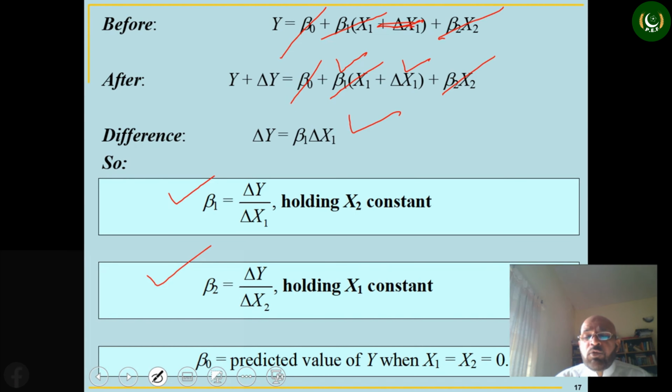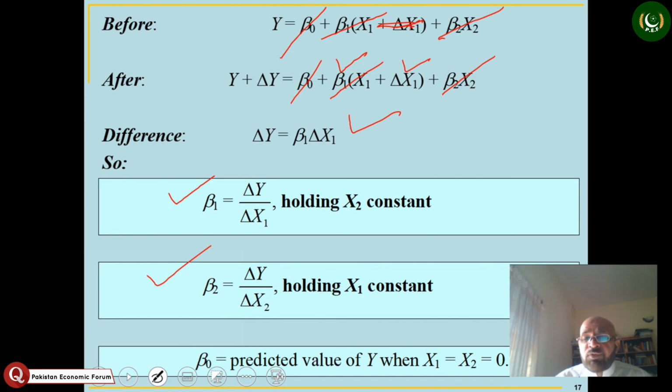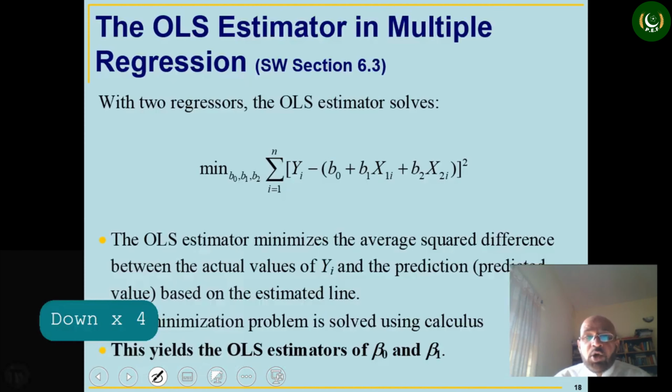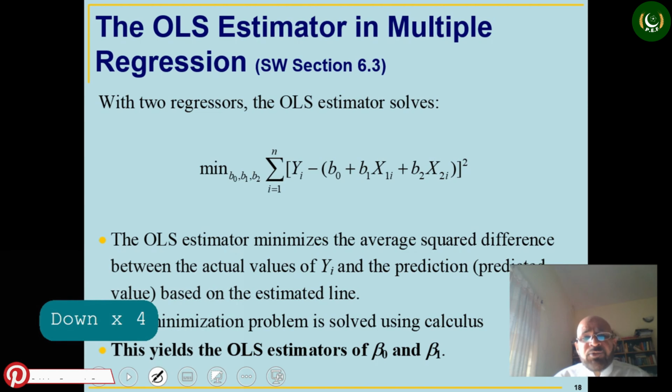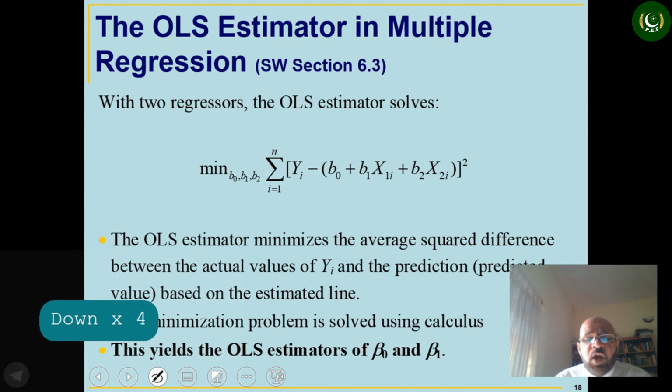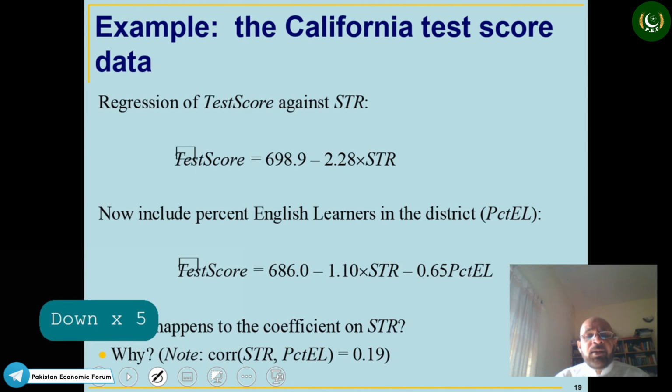Beta naught is the predicted value of y when x1 and x2 are equal to 0. So as far as mathematics is concerned, it's okay, but please avoid interpreting beta naught. Minimizing the sum of squares of residuals, this process is the same as we discussed in chapter 4. Just you have one more variable added.